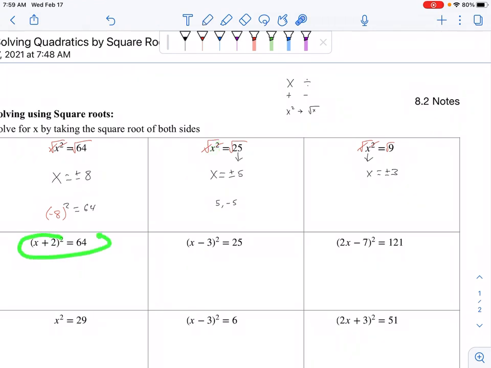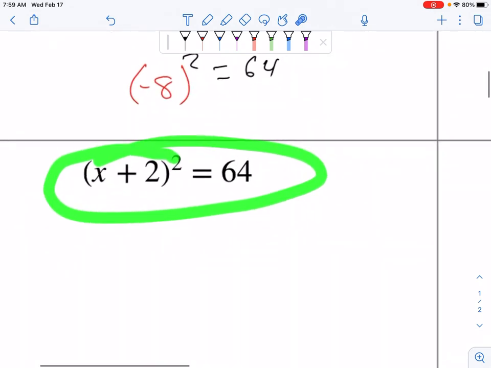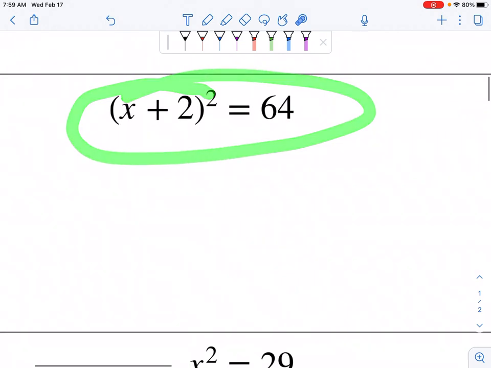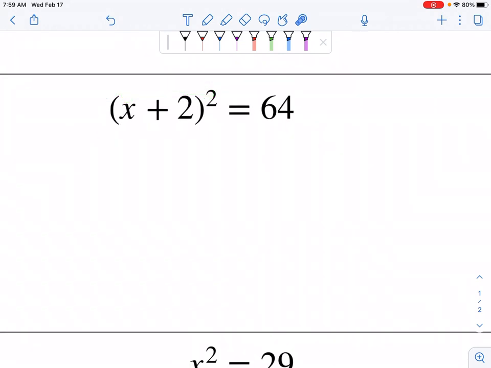We can also have this where a whole quantity is being squared. So down here we have this whole quantity of x plus 2 squared. And the whole quantity is by itself. So I always want to make sure that this is like by itself, that there's nothing sitting outside of it. Once that's the case, we're going to take the square root here because that's going to undo this second power.